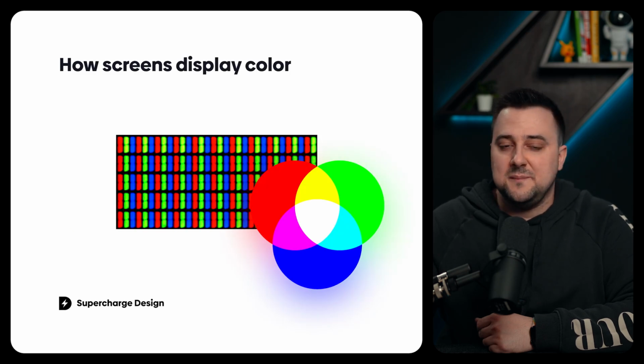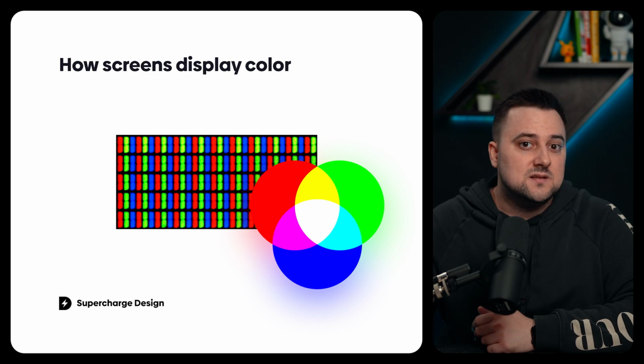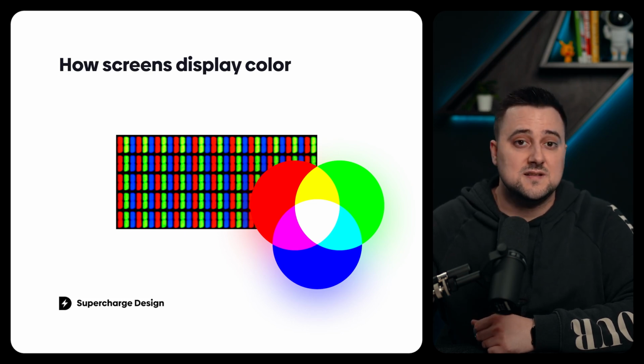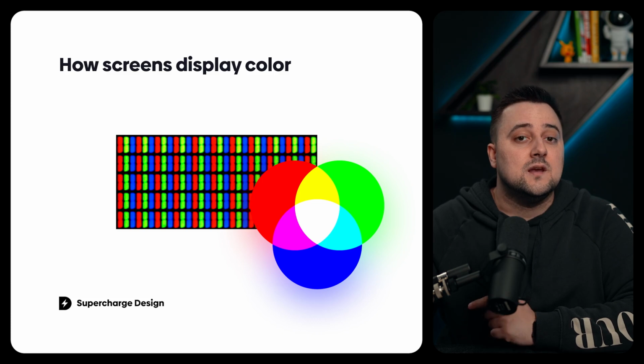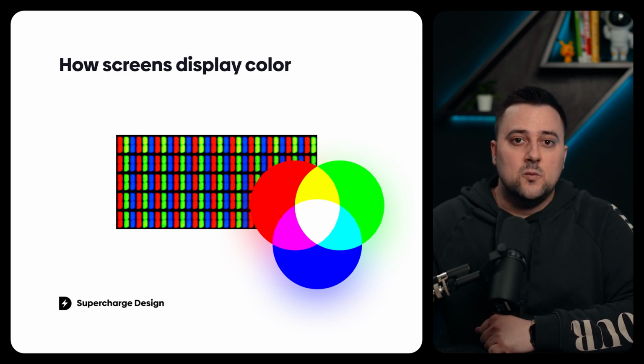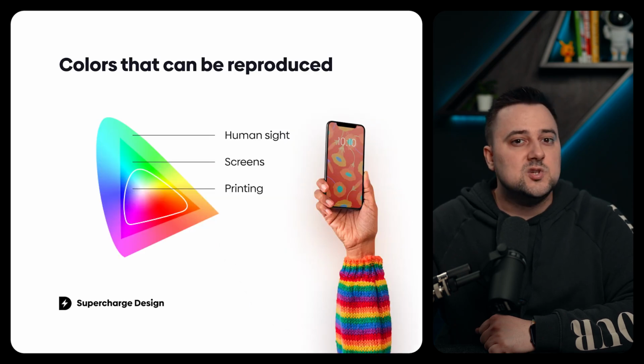Screens display color by emitting light. Each pixel on a screen is made up of 3 subpixels that emit light in different intensities of red, green, and blue. By combining different intensities of these 3 colors, we get all other colors that can be displayed on the screen.